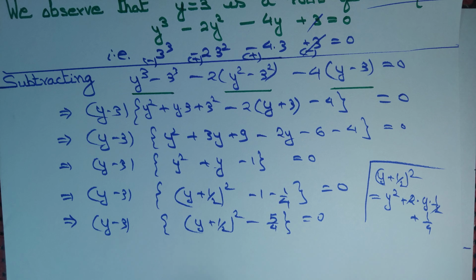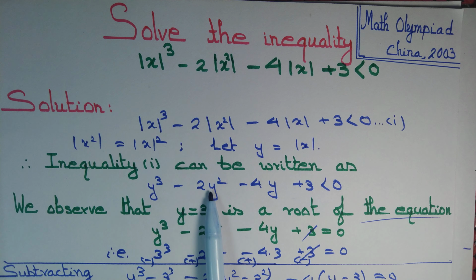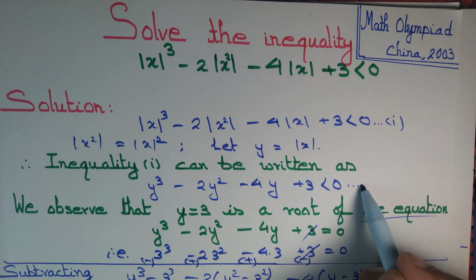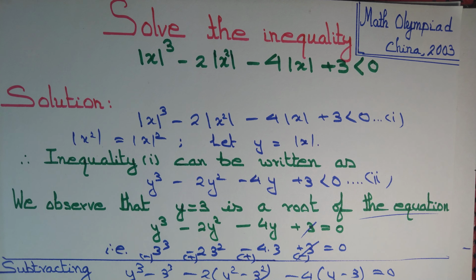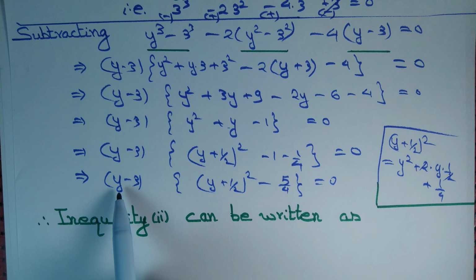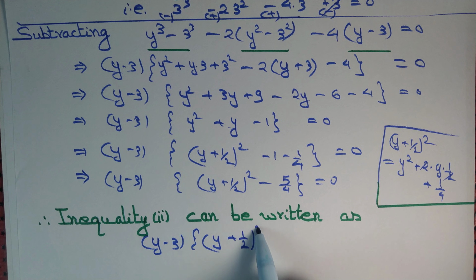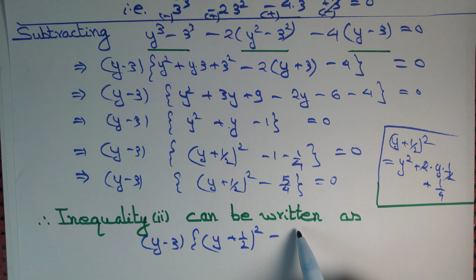So you see that we are able to factorize the expression y cube minus 2y square minus 4y plus 3. Let's call this inequality 2. So we can write inequality 2 as: left hand side is exactly this expression, so y minus 3 into y plus half whole thing square minus 5 by 4 is less than 0. So we just want this, whereby y equal to mod x.